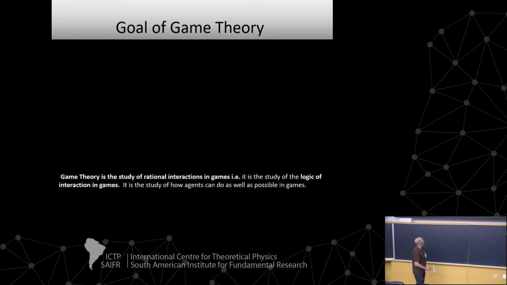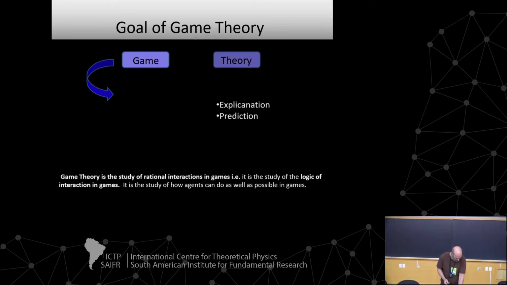So game theory is the study of rational interactions in games. And again, the word rational is important, and we will see why it is important to understand the extent of the concept of rationality. Game theory is the study of rational interactions in games, and it's the study of the logic of interaction in the games. It's the study of how agents can do as well as possible in games. So all this is game theory and the goal of game theory.